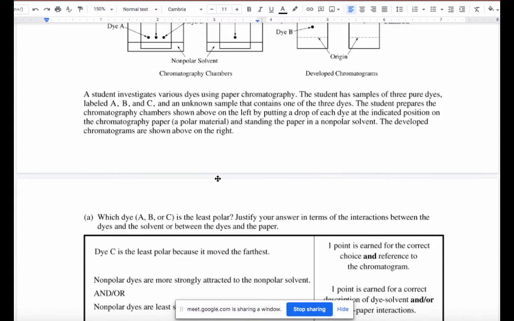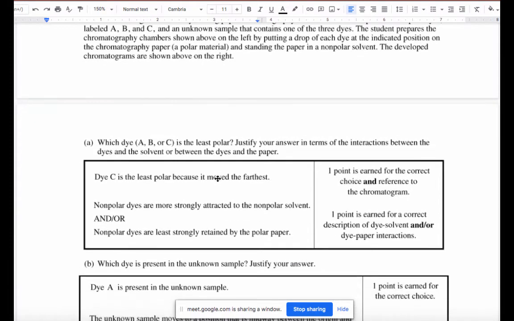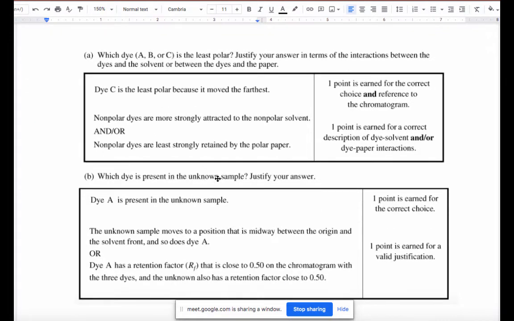And then they give you the chromatograms. So for these 2 questions, you can see exactly how points were awarded. Short questions are worth 4 points. For part A, which dye, A, B, or C, is the least polar? Justify your answer in terms of the interactions between the dyes and the solvent, or between the dyes and the paper. So it tells us exactly how we need to justify our answer.